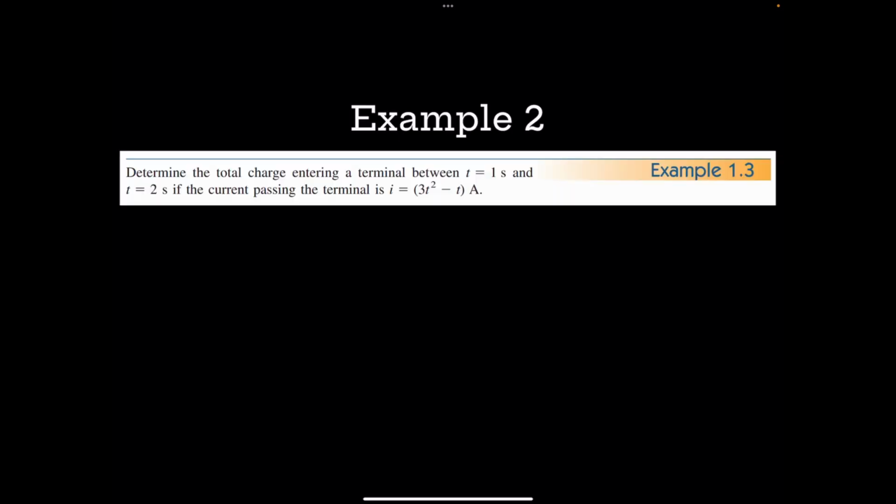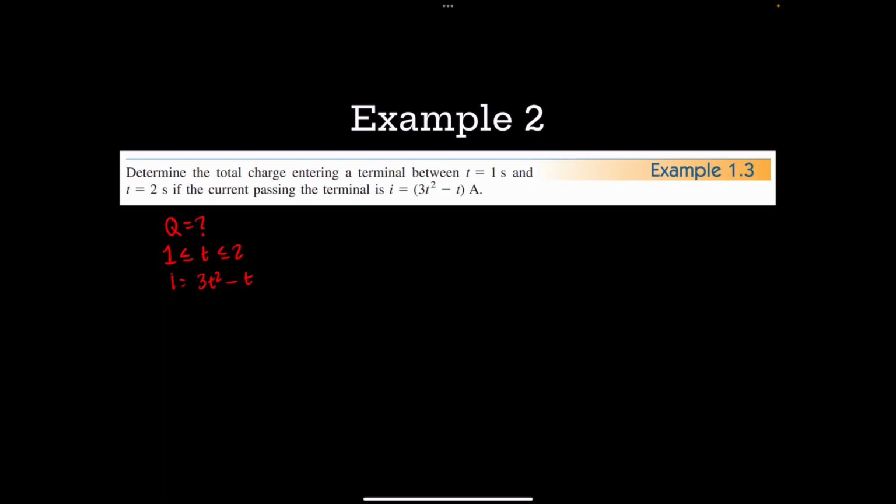Let's go on to our second example. Determine the total charge entering a terminal between t equals 1 and t equals 2 seconds if the current passing the terminal is I equals 3t squared minus t amperes. So we're asked to determine the total charge. And we know that time is going from t equals 1 to t equals 2. And the current is 3t squared minus t.